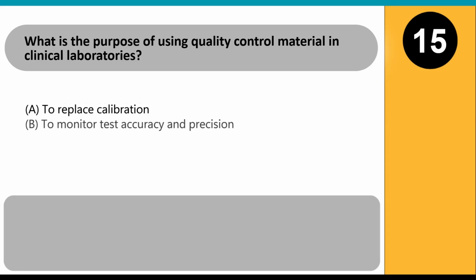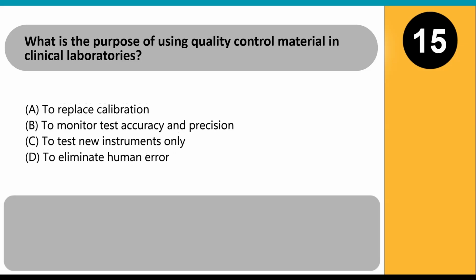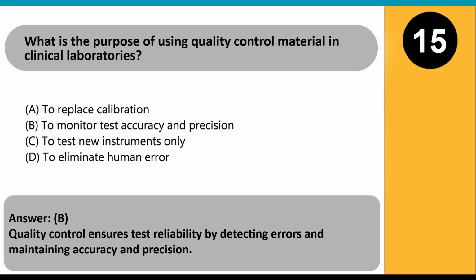What is the purpose of using quality control material in clinical laboratories? A. To replace calibration. B. To monitor test accuracy and precision. C. To test new instruments only. D. To eliminate human error. Answer B. Quality control ensures test reliability by detecting errors and maintaining accuracy and precision.